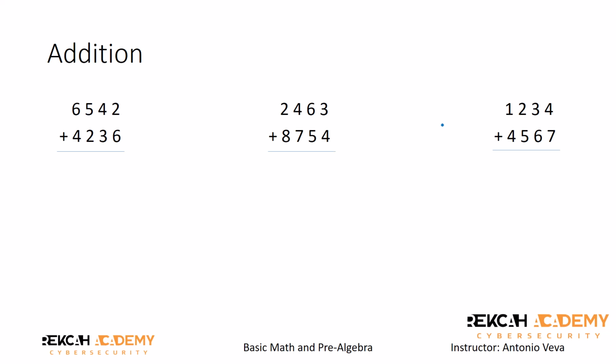Okay, so we have addition problems here. 1, 2, 3. So we have 3 problems to tackle. Let's look at our first problem. To solve this, we simply line up the numbers by their place value. The first problem is 6542, and we have 4236. We're going to add them up.